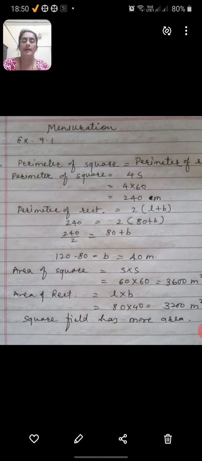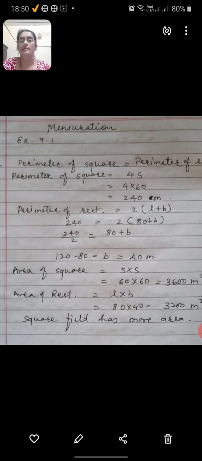Now what is the area of a square? That is A into A, that is A square. What is the area of a rectangle? Its length into breadth. What is the perimeter of a square? That is 4 into A. And the perimeter of a rectangle is 2 into (L plus B). Using this formula we are going to solve the first exercise.